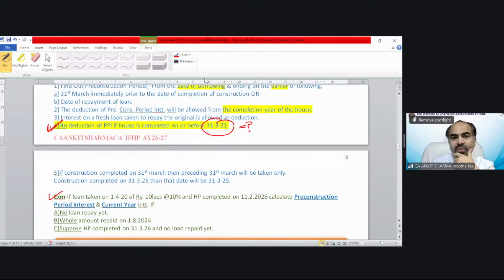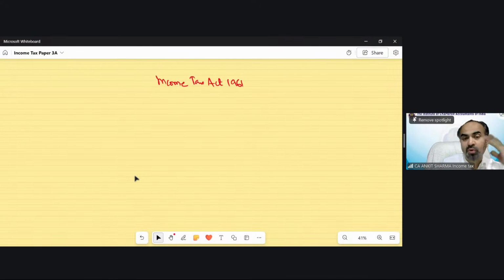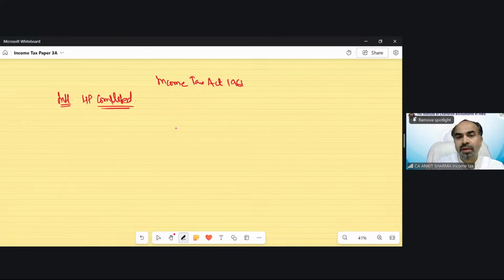Okay, so let me tell you the reason behind it. So it says no PPI deduction if property has been completed on or before 31st March 2021. Because the provision we have discussed in the last class is that the interest benefit, whether it's regarding current year interest or in respect of pre-construction period interest, you can claim the deduction of interest from the year in which house property is completed. Clear?